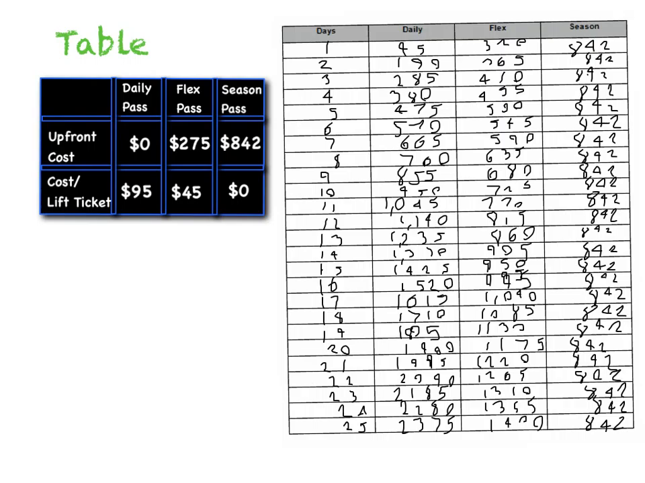This table would help you choose which pass to go with because it clearly shows the numbers and when to buy which pass. At 5 days, daily is still the better value than flex. At 6, flex is the better value. Then at 12, season becomes the better value over flex.